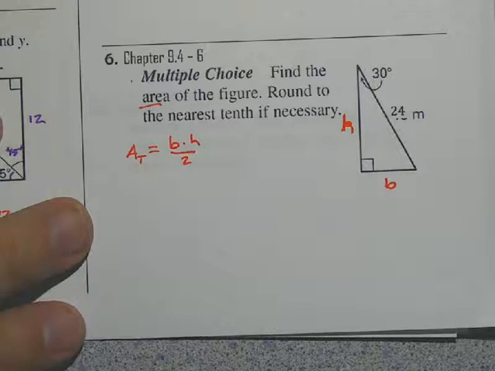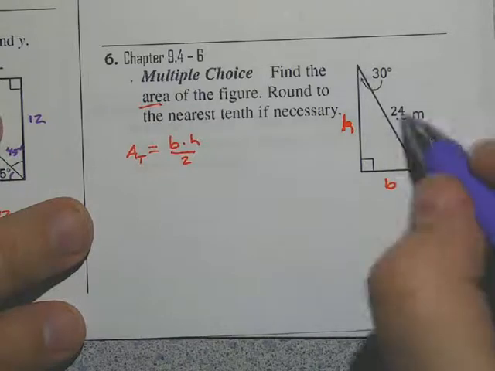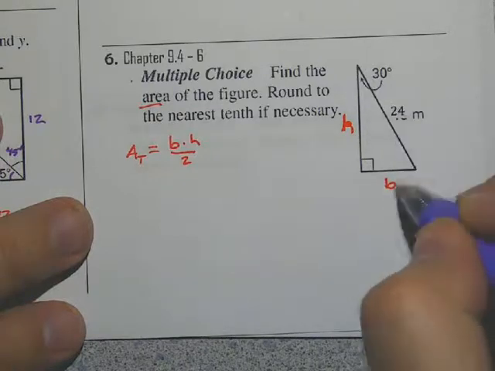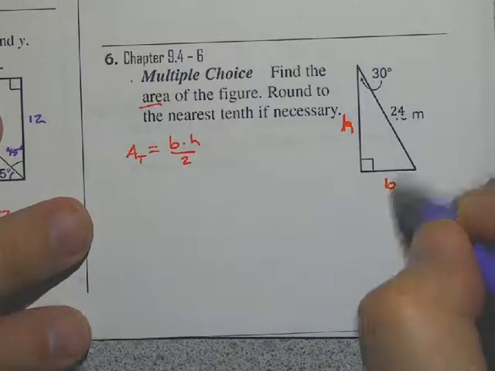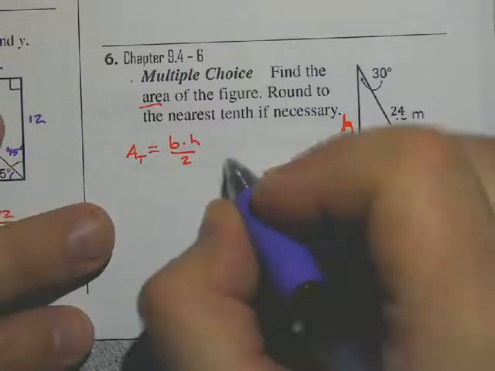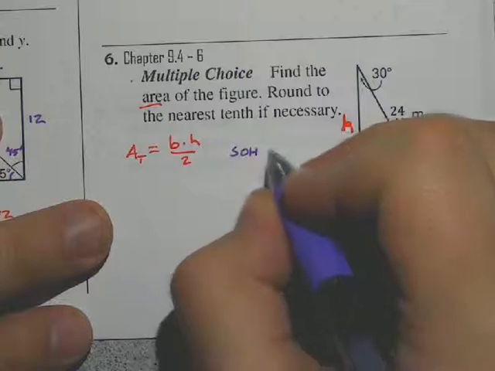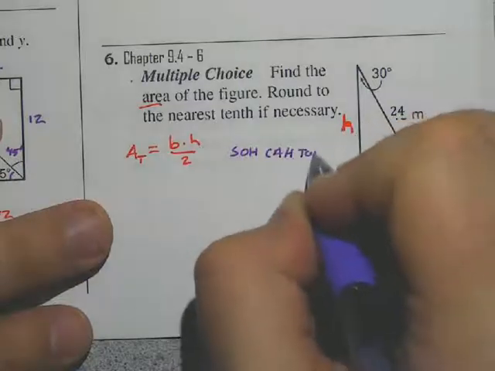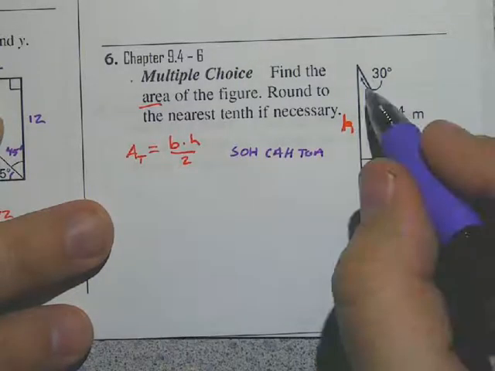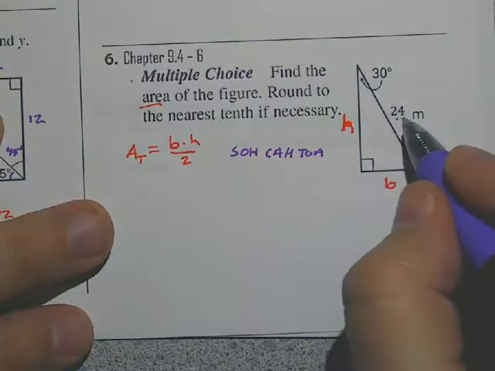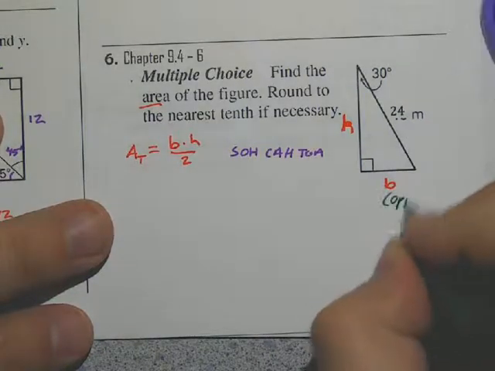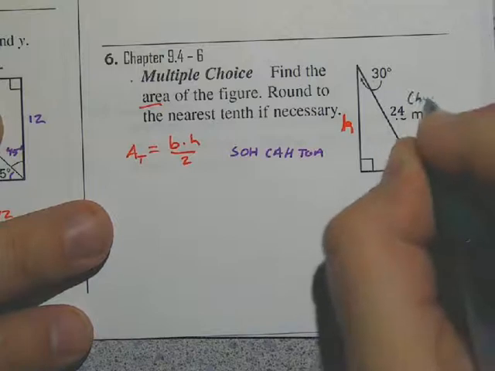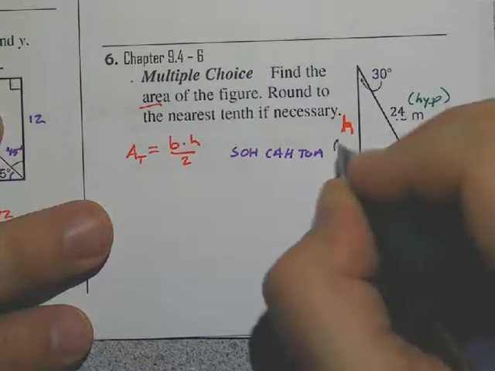If I haven't seen by now, with a 30, 60, 90, I'm going to find that this B is just going to be half of this 24. But that's something that if you haven't learned by now, you don't jump into that. You probably need to go ahead and set up SOHCAHTOA. And let's see, we've got a 30-degree angle, 24, that makes B the opposite, 24 is the hypotenuse, and H is the adjacent.